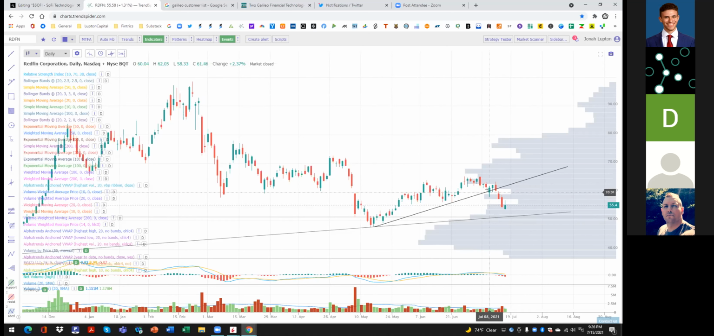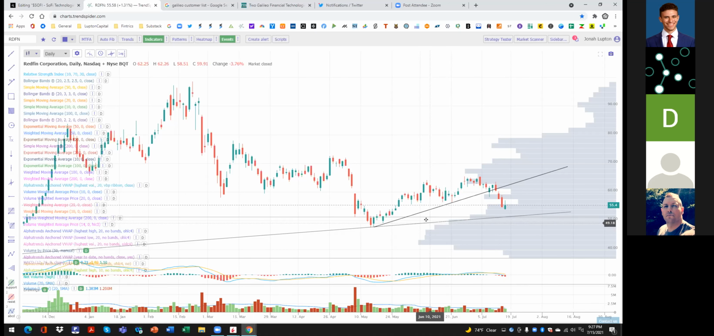I didn't sell it here. So that was on July 8th. But then, when we failed this breakout and then came back down through what should have been support at that point, that's when I got out of Redfin right around 61. And it's obviously continued to fall here.